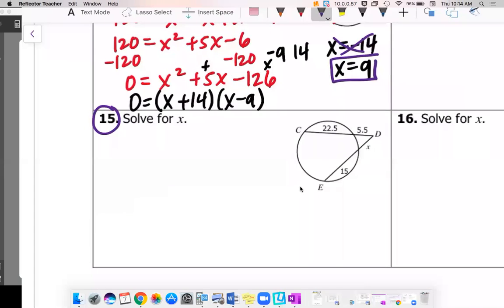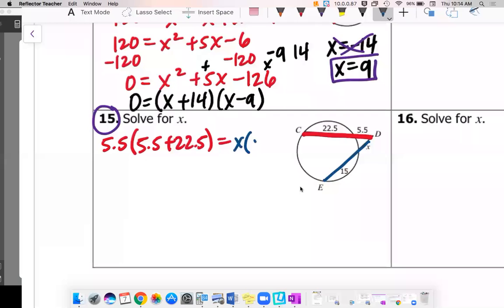Okay, last one, number 15. You have two secants intersecting outside of the circle. So let's do this red line first. So the part outside is 5.5. This becomes 5.5 times 5.5 plus 22.5, the whole segment. And then for the blue one, you have x times, and then the whole segment is x plus 15.